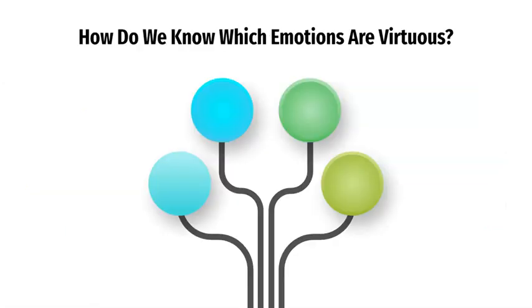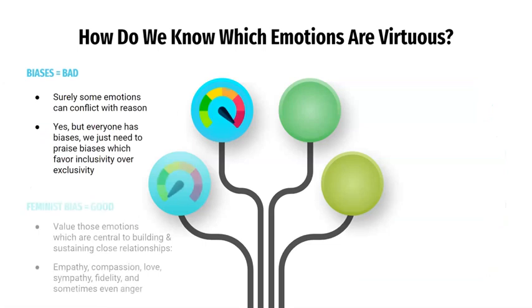So how do we know which emotions are virtuous? Just like we asked, how do we know which virtues are those that a virtuous person would do? Well, I mean, we got to start with some biases. The first step to recovery is admitting that we have a problem, right? And certainly there have been biases in the past, and we need to recognize them for what they are.